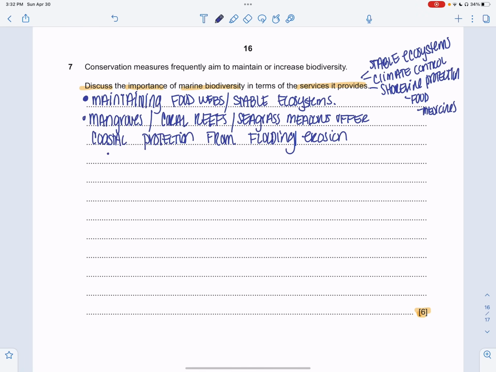Within that, these are also nurseries, like the three that I just mentioned, for marine species. And let's see, nurseries for marine species. So essentially they are like a nursery ground for our food sources. Genetic diversity, stable ecosystem, future food supplies.